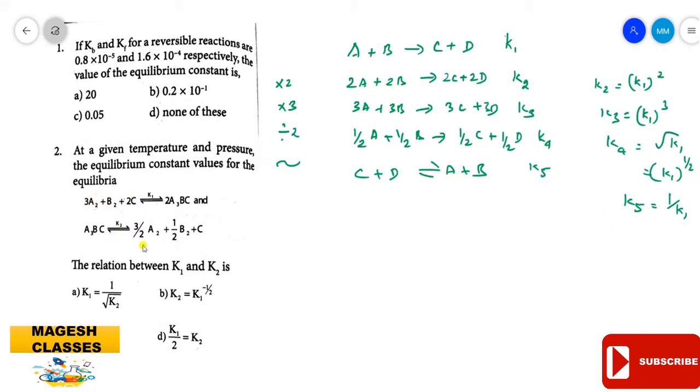Now consider the first equation and second equation. The reactants are on the product side, so it is inverted and it is divided by 2. So there are two operations, one is inversion and another one is division by 2. So K2 is equal to 1 by K1 for the inversion, and for division by 2, it is root, so it is equal to 1 by K1 power 1 by 2, or K1 power minus 1 by 2. So K2 is equal to K1 power minus 1 by 2. Our answer is B. Clear?